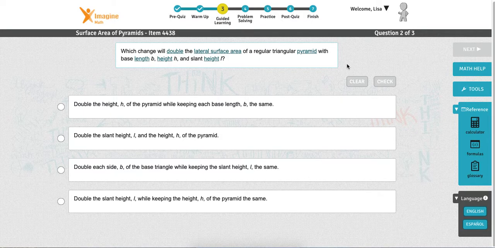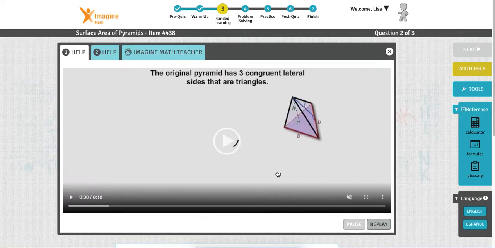Okay, so in this particular example, if it's a regular triangular pyramid, remember a triangle has 3 sides. So we're going to have 3 sides instead of the 4 sides we had in the last example. If I want to double the lateral surface area, I need to somehow double those numbers. So I'm going to go to Math Help to see if that can help me.